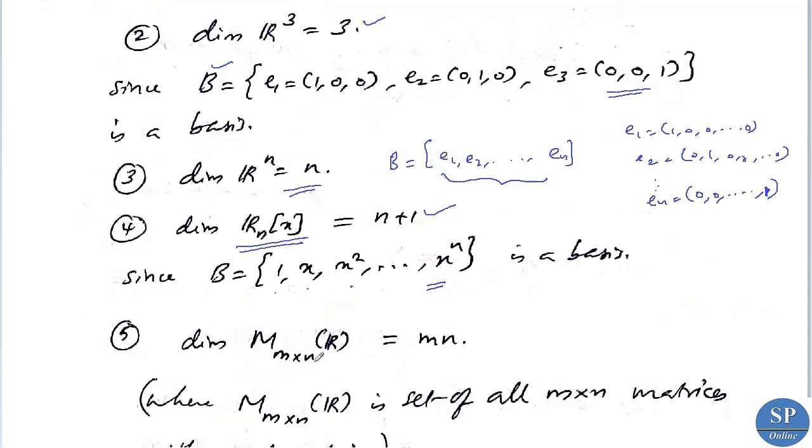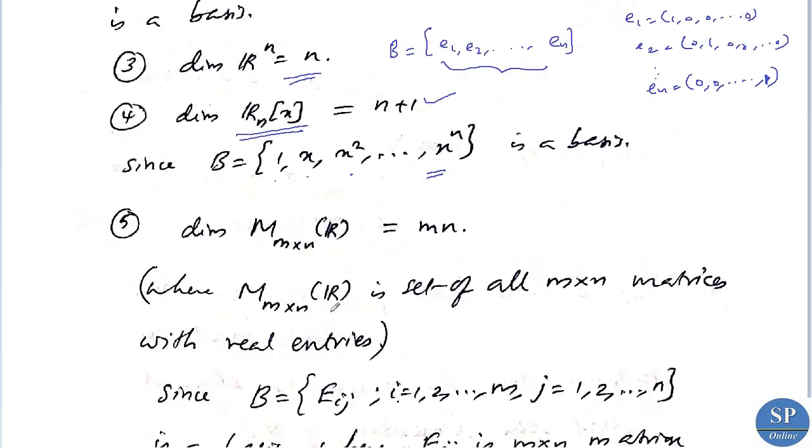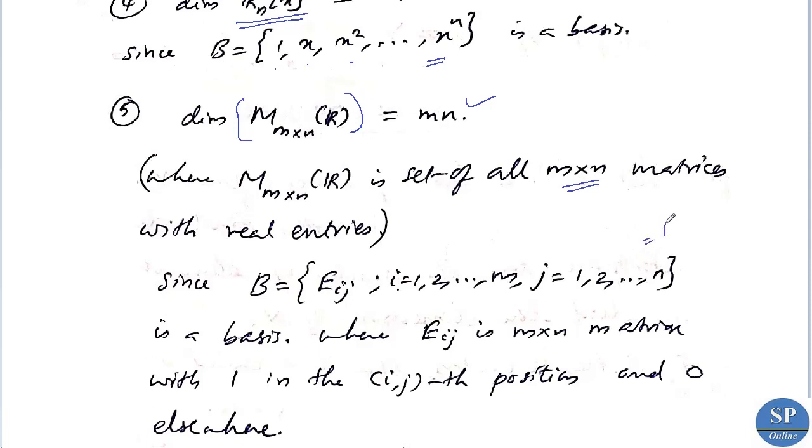Another example, the dimension of M(m by n, R), that is, the set of all m by n matrices with real entries. The dimension of this vector space is nothing but m times n. It is because we have the basis B equal to {Eij} for i equal to 1 to m and j equal to 1 to n. So the elements of the basis are E11, E12, and so on up to E1n, then E21, E22, up to E2n, and so on up to Em1, Em2, up to Emn. So the basis contains m times n elements, where Eij has the entry 1 in the ijth position and 0 in other positions.